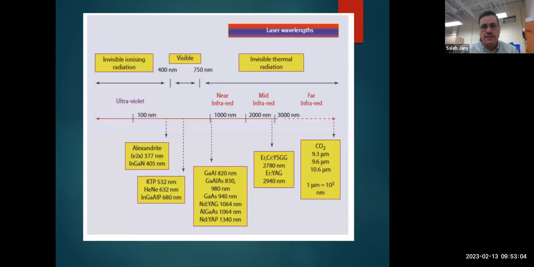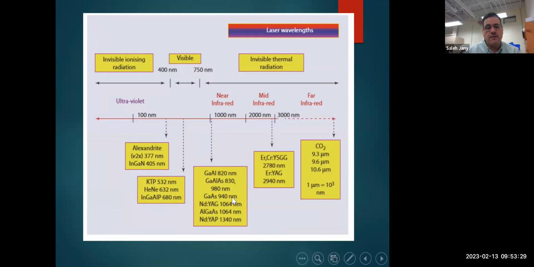And this is another example of lasers. This is the visible part. Alexandrite is a visible laser in the green blue area. Helium neon is in the red area. Helium neon has low energy, so it can be used for physiotherapy. And the YAG and the YAP, all these are near infrared.